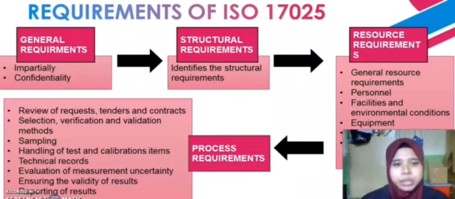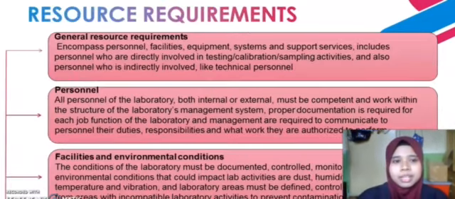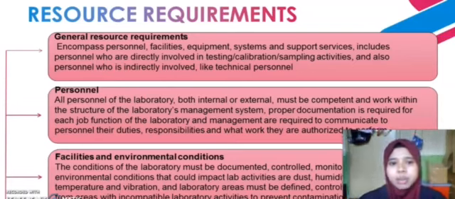First is general requirement, second structural requirement, next is resource requirements, and lastly process requirement. There are 2 things that are important to general requirement. First is impartiality, next is confidentiality. Next is resource requirement. First, general resource requirement, which encompasses personnel, facilities, equipment, system and support service, including personnel who are directly involved in testing. Personnel is all personnel of the laboratory, both internal and external, who must be competent and work within all the structure of the laboratory's management system.